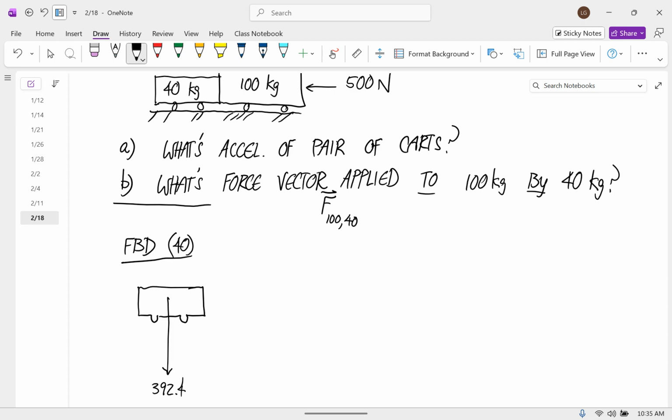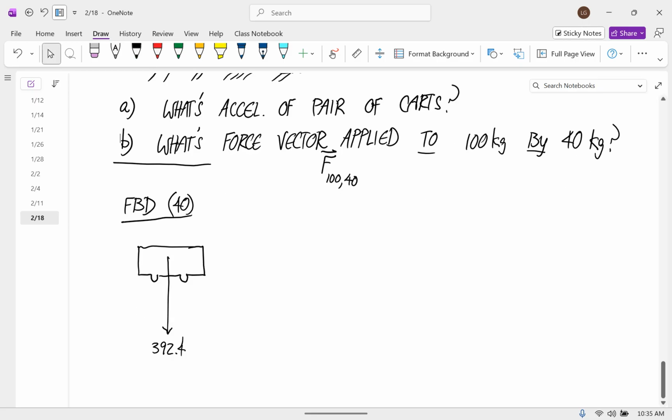One place is at the wheels. When we start talking about rigid bodies, we have to deal with the fact that these are actually two contact forces with the wheels. But for right now, everything we're treating is happening in a single location. So I'm going to lump these all into a single force, and I'm just going to call this N40, the normal force that's acting on the 40.